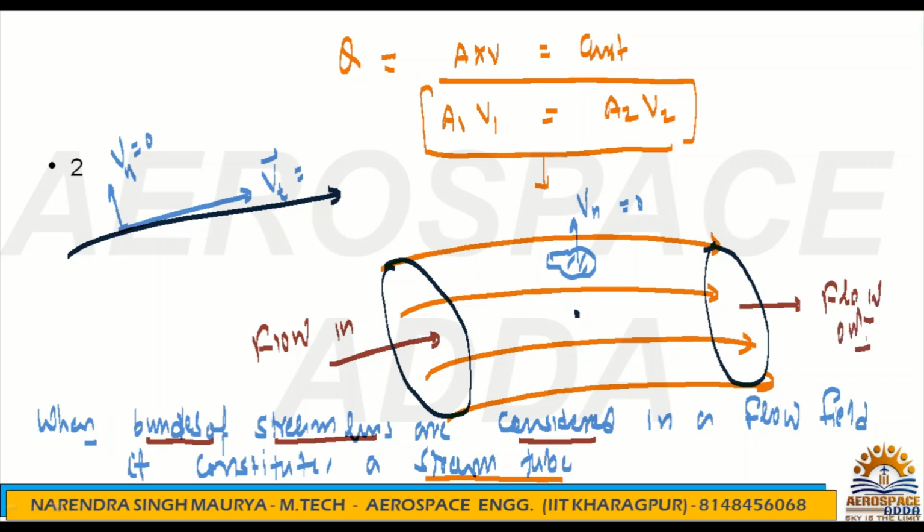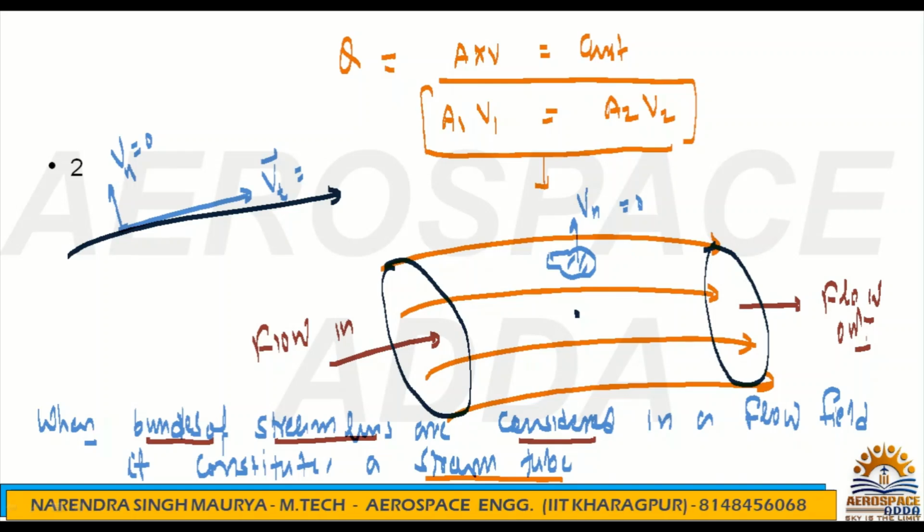So what is the application of a stream tube? For the validation of the continuity equation and the Bernoulli equation, we have to use a stream tube, because it behaves like a solid channel. There is no leakage, because a stream tube is nothing but a bundle of streamlines, and we know the property of streamlines: there is no perpendicular velocity to the streamlines. Only the tangential velocity component will be there.